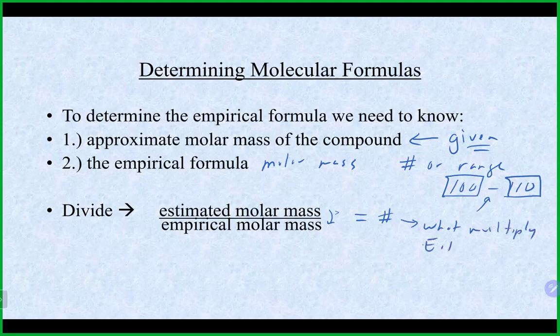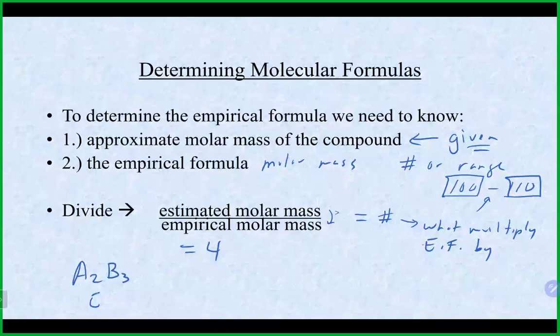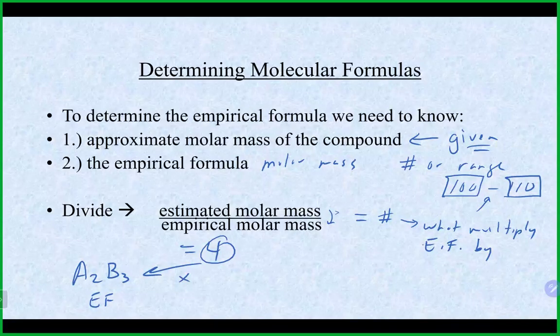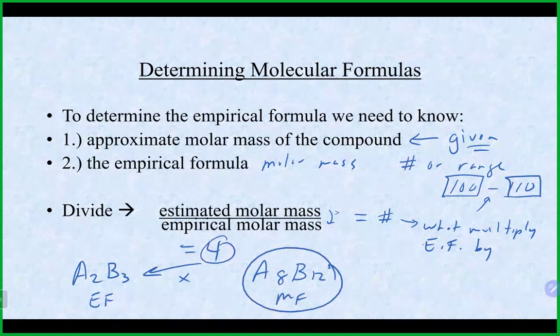So let's just say, for example, you did this and you got a 4. And let's just say this was your empirical formula. You would then take this 4 and multiply everybody in that empirical formula by it and get A8, B12, and this would then give you your molecular formula. So once again, that's going to give you a factor to multiply the empirical formula by to get to the molecular formula.